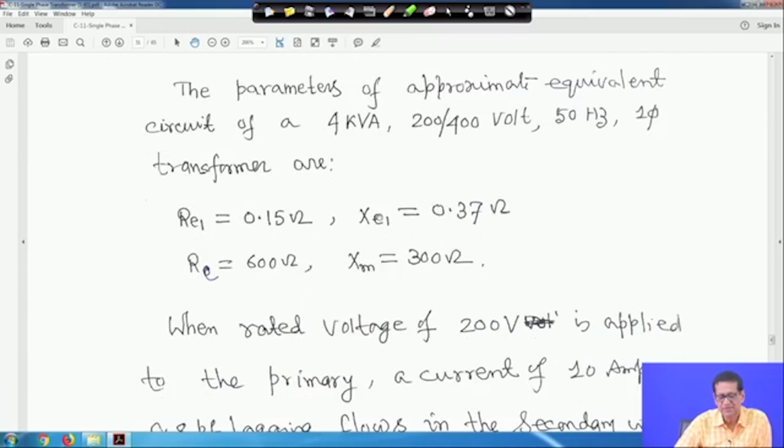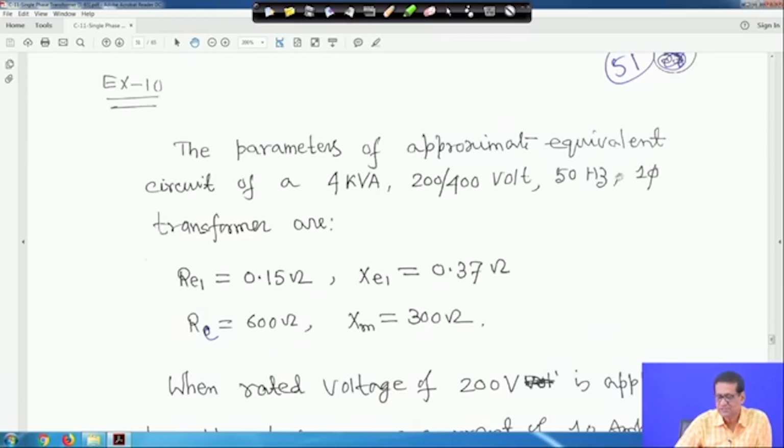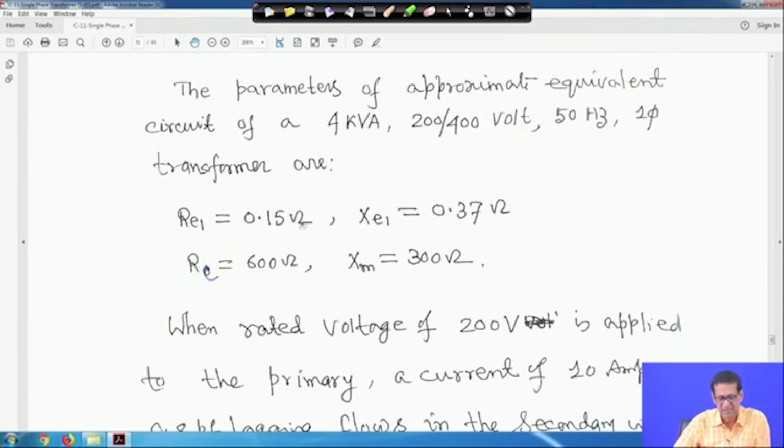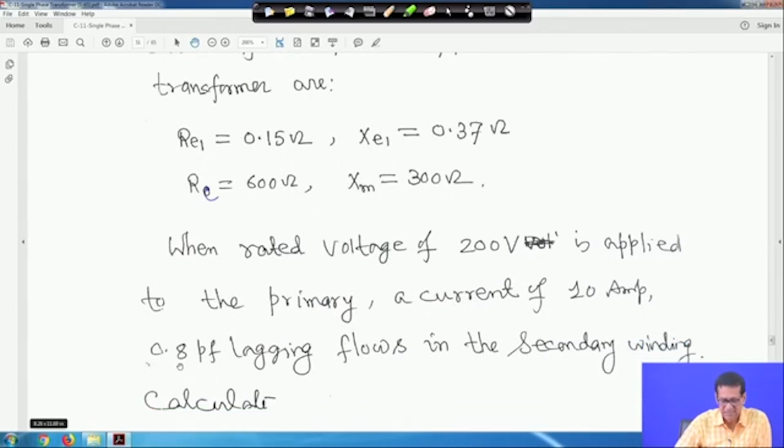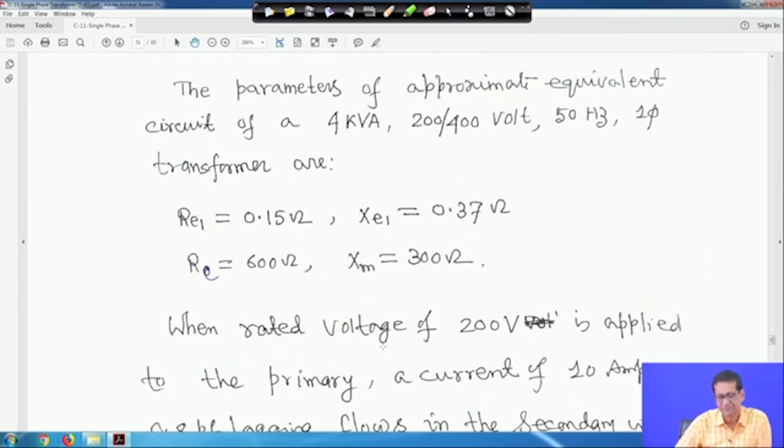So, take one example: the parameters of approximate equivalent circuit of a 4 kVA, 200 by 400 volt, 50 Hz single phase transformer. These are the parameters given: RE is equal to XE, and RC is given as 600 ohm, XM is given. Now, when rated voltage of 200 volt is applied to the primary, a current of 10 ampere, 0.8 power factor lagging flows in the secondary winding, you have to calculate. So, this is your problem.